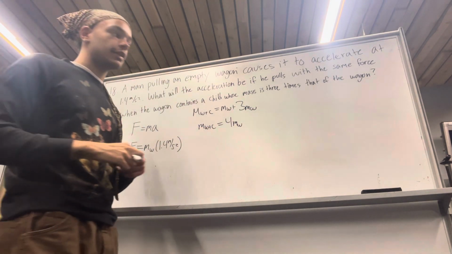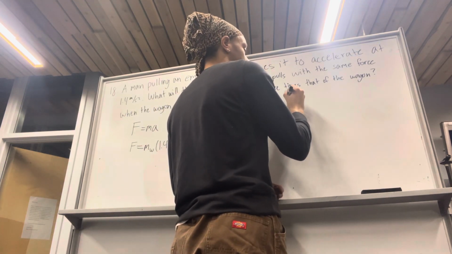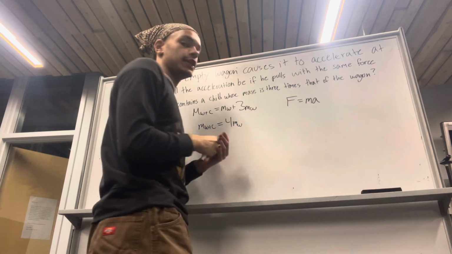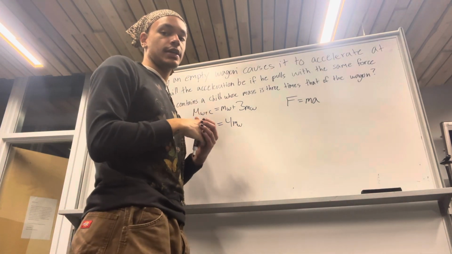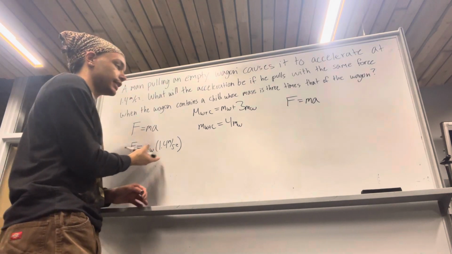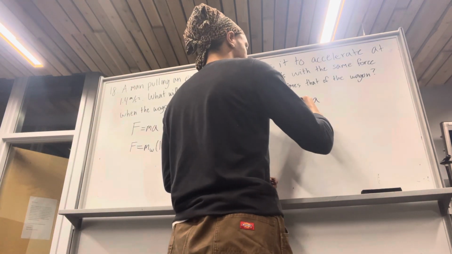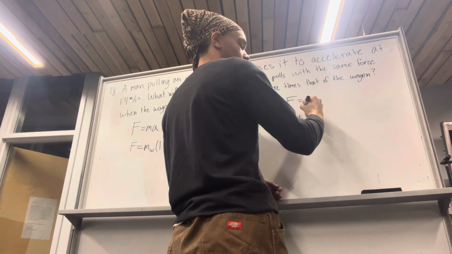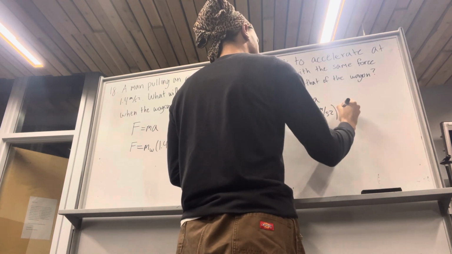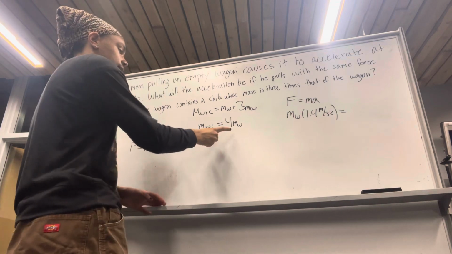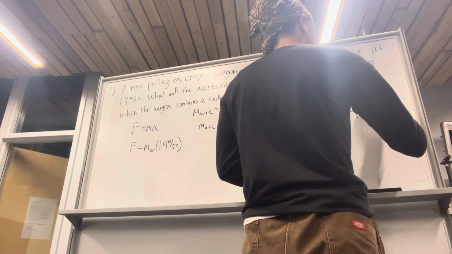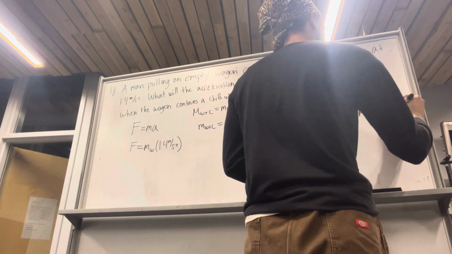And so then if we set up the second law of motion again, force equals mass times acceleration, we can find the acceleration when the man pulls the wagon with the child. So the force is this one right here. So it's the mass of the wagon times 1.4 meters per second squared equals this mass. So 4 times the mass of the wagon times the acceleration.